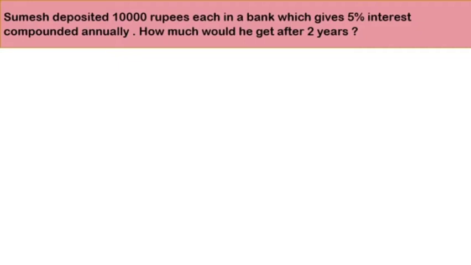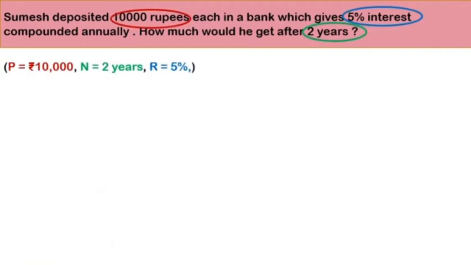Okay. Sumesh deposited 10,000 rupees each in a bank which gives 5% interest compounded annually. How much would he get after 2 years? Look at the question. Sumesh deposited, so principal amount is 10,000 rupees which gives 5% interest, means rate of interest is 5%.